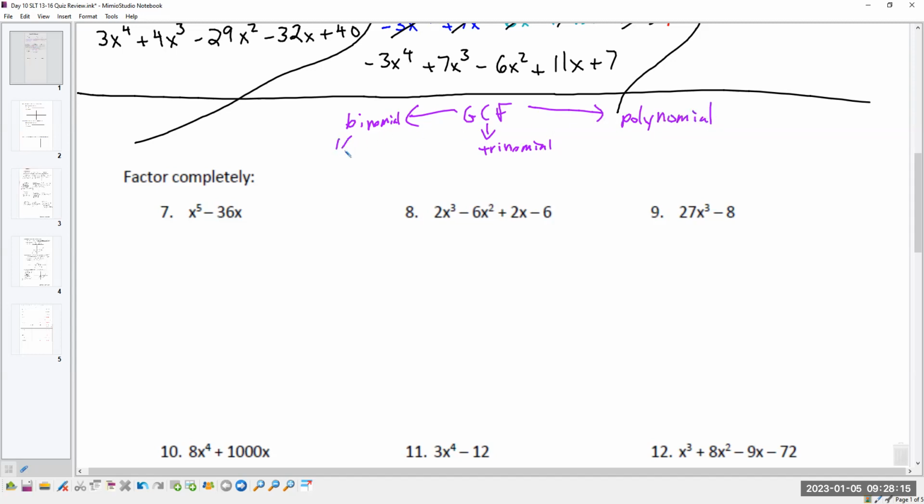If it's a binomial, maybe we can use the difference of perfect squares. Or maybe it's the sum or difference of perfect cubes.